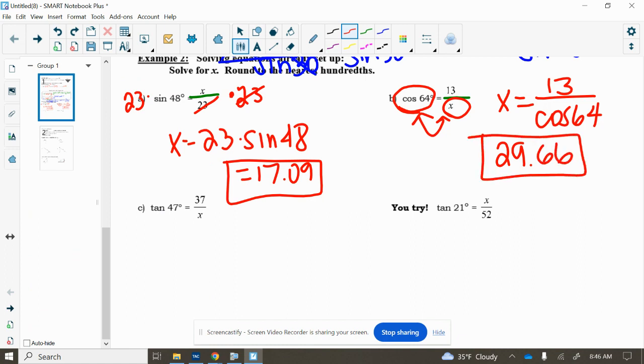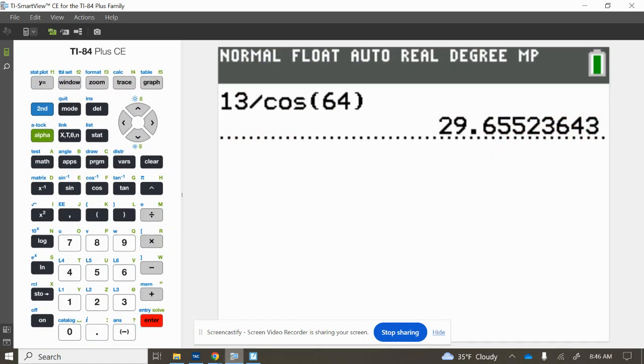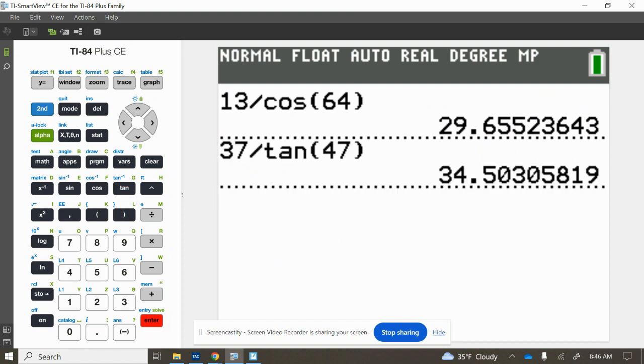Okay, last example together. Again, we have this x in the denominator. So this is an example where we will switch and divide. So in this case, x is going to now equal 37 divided by tangent of 47. So x equals, when we divide in our calculators, 37 divided by tangent of 47. X is 34.50.